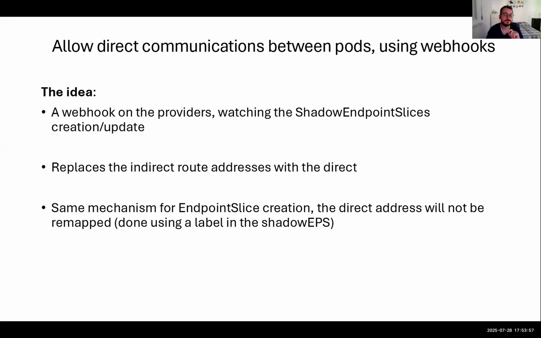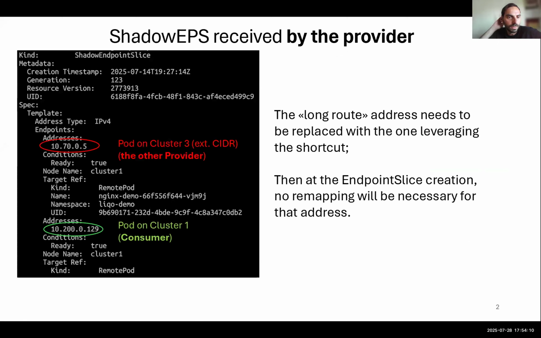Yes. Okay, so the idea, as I told you, is to have a webhook to change the addresses we have in the shadow endpoint slices. And what do I mean with change? As you can see, this is a sample of a shadow endpoint slice in a provider cluster. The red one is the address of the pod in the cluster at the other end of the connection with another provider.